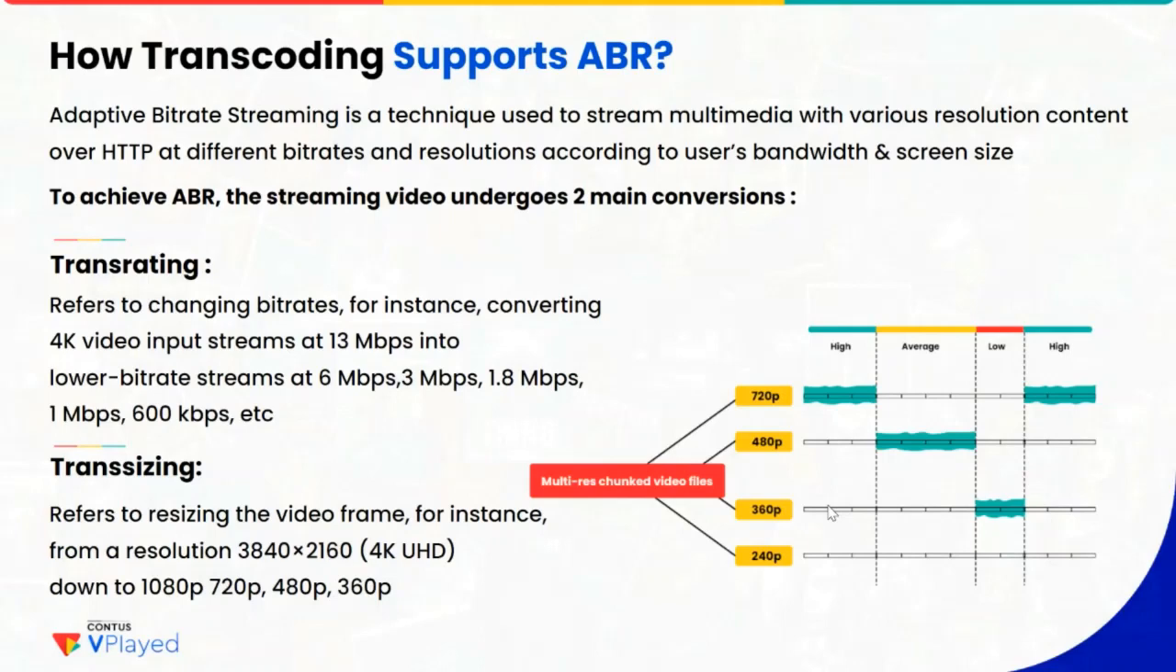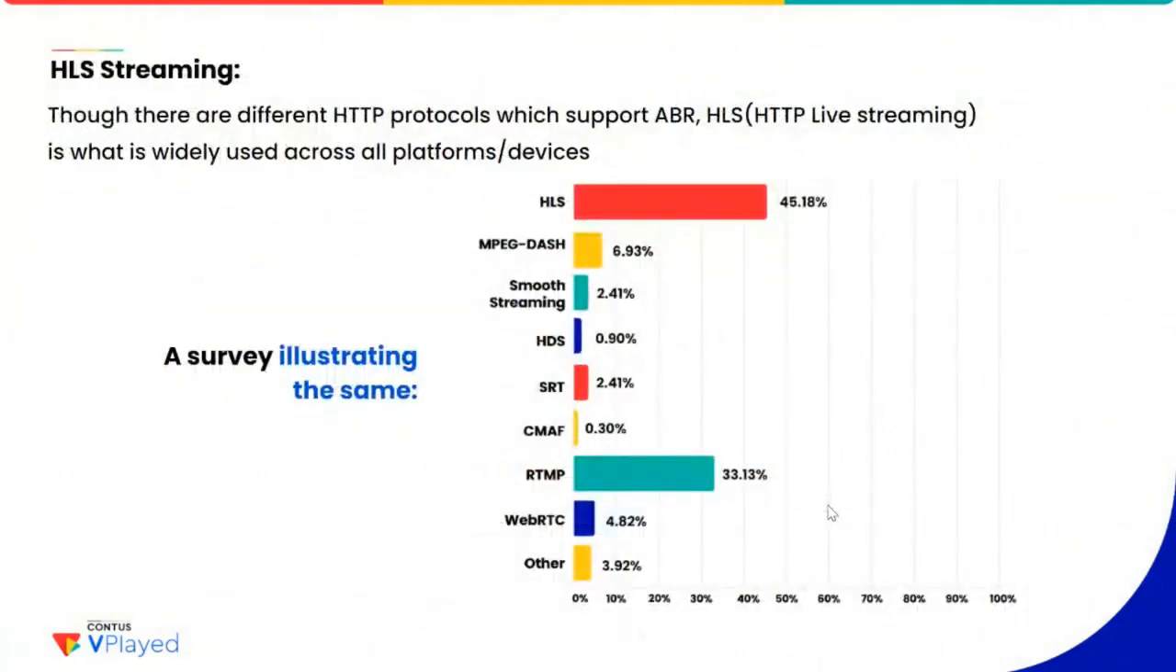Likewise, you can also reduce the size of the video. Once the size of the video has been reduced, that particular video can be made accessible from 240p up to 1080p or 2K or 4K or 8K. So these things can be achieved via transcoding. When coming to the ABR protocol, as I already told, ABR works over the HTTP protocols.